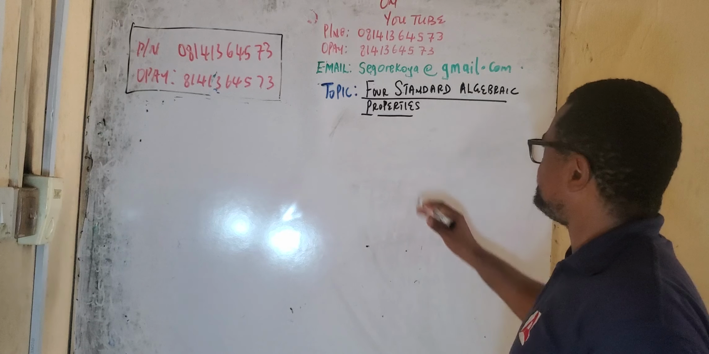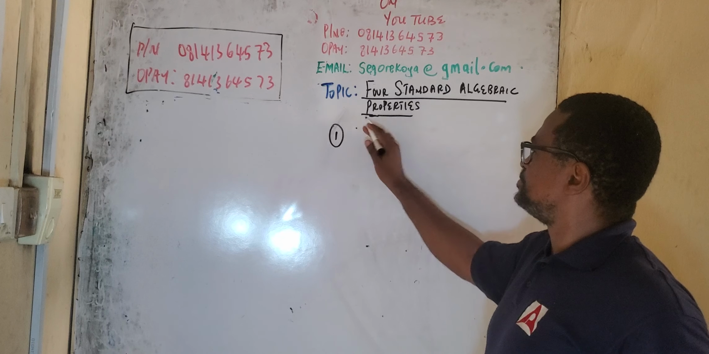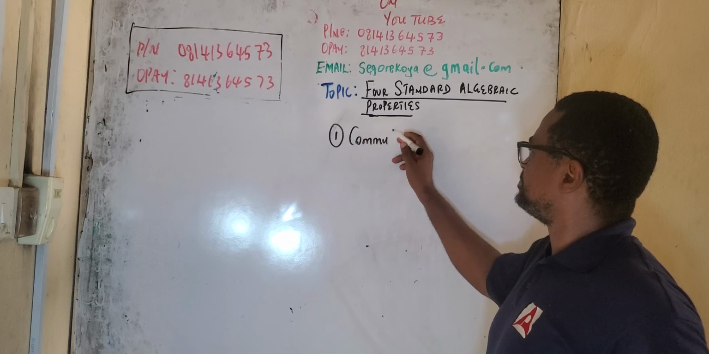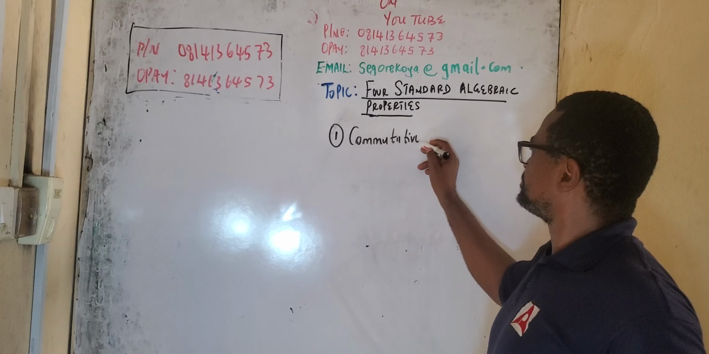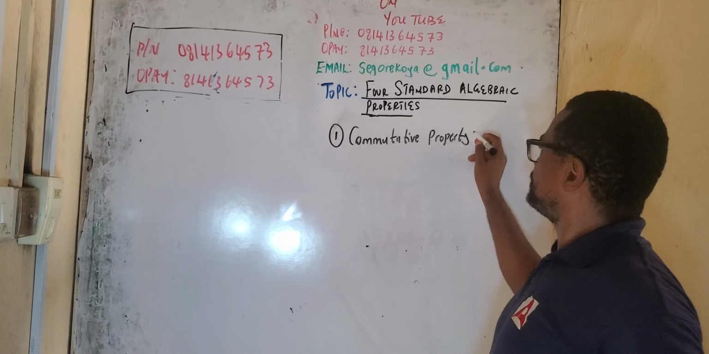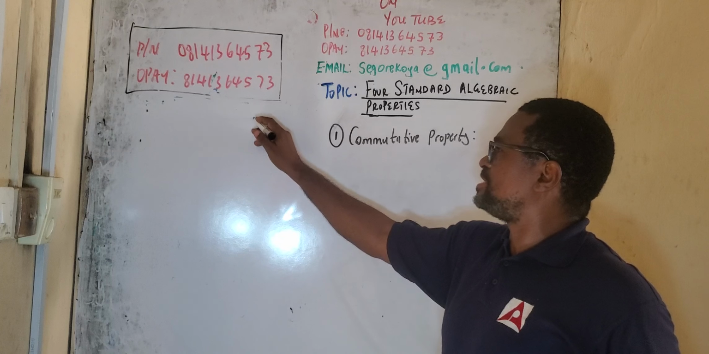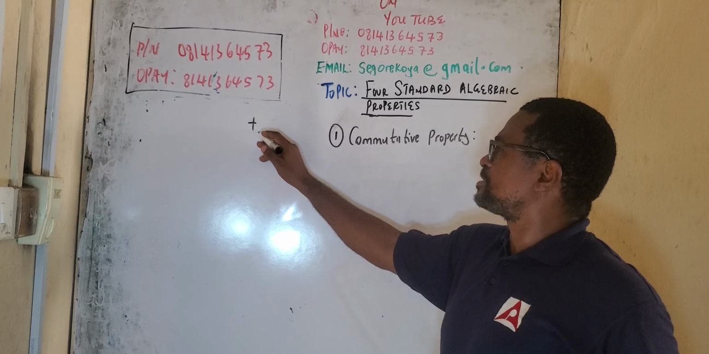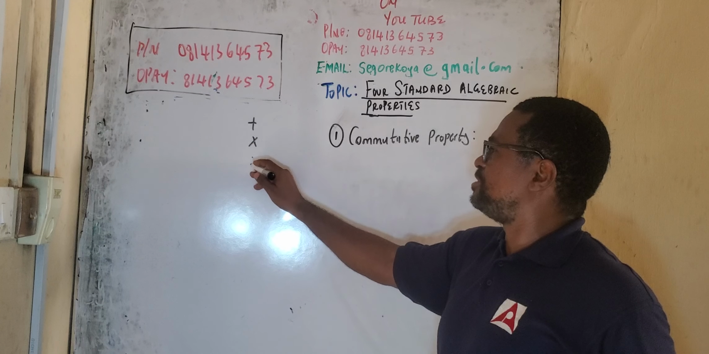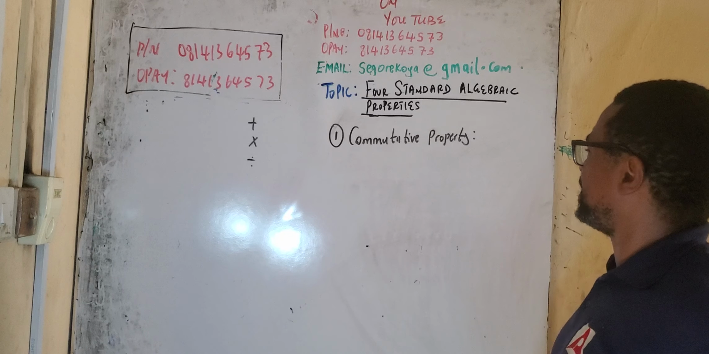Now look at this. The first property is called the commutative property. In all of these 4 properties, we are going to consider operation plus, operation times, then operation division on these properties that we have here.